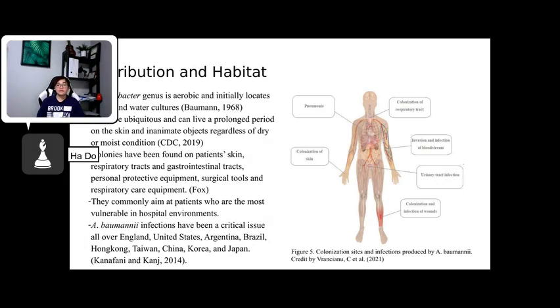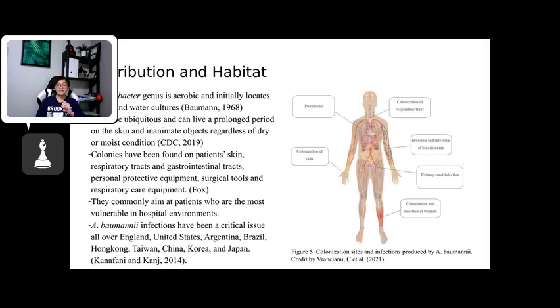The study of Acinetobacter distributions and habitats is enormous, very interesting. The Acinetobacter genus is ubiquitous, and initially located in soil and water cultures, but the habitats of Acinetobacter baumannii are diverse, since they can live a prolonged period on the skin and inanimate objects regardless of dry or moist conditions. Several researchers have found that various Acinetobacter baumannii strains can colonize meat, vegetables, and fish, which are food sources for humans and animals.